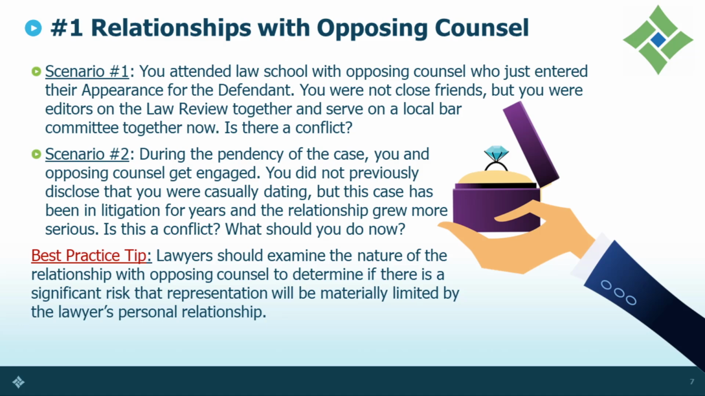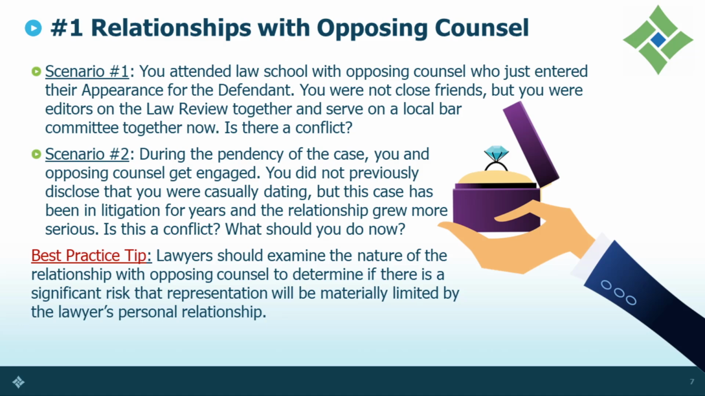The ABA categorizes the relationships as either intimate, a friendship, or an acquaintance, if that's helpful for your analysis going forward. And if you're questioning it, you may also wish to hand the case off or just decline the representation at the outset if your relationship with opposing counsel would even create the appearance of conflict that you want to avoid. Cal, do you have any further thoughts on this one?